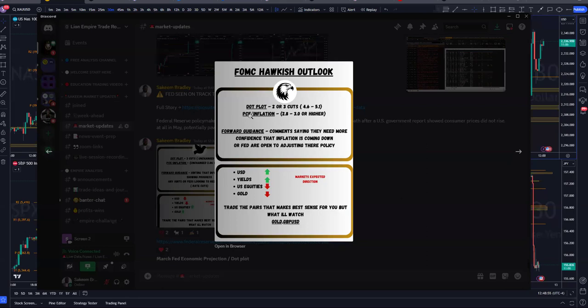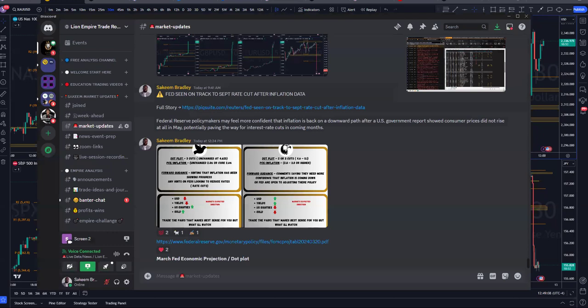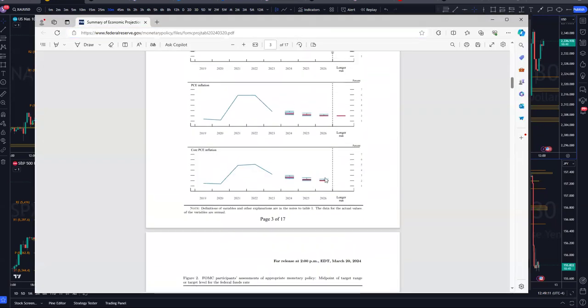Now the pairs for a hawkish outlook, if we see that the yields and the dollar are actually stronger, right? That's the expected reaction, and we should see weakness in US equities and gold. Okay, so that's how we're going to be looking at it. Just an example of how the actual sheet would look like is pretty much right here.